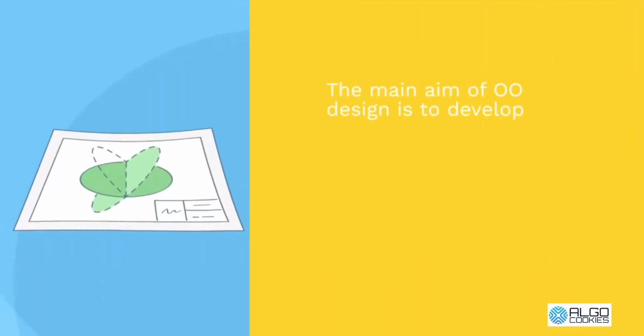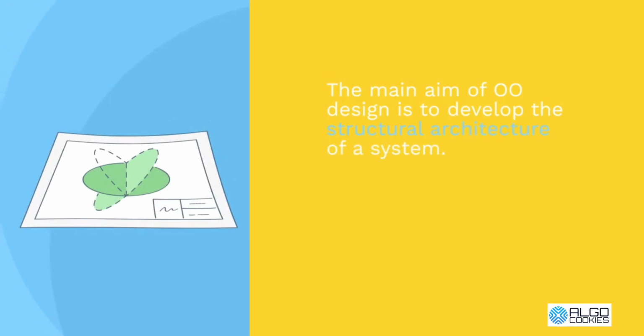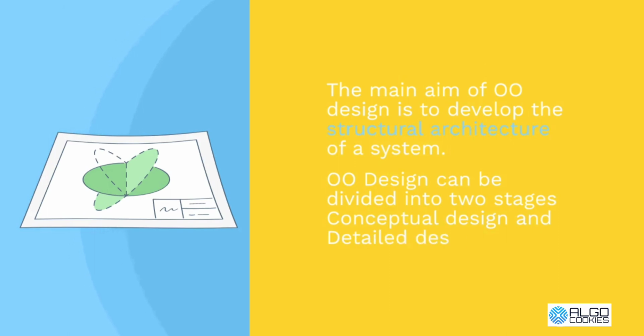The main aim of OOD design is to develop the structural architecture of a system. OOD design can be divided into two stages: conceptual design and detailed design.